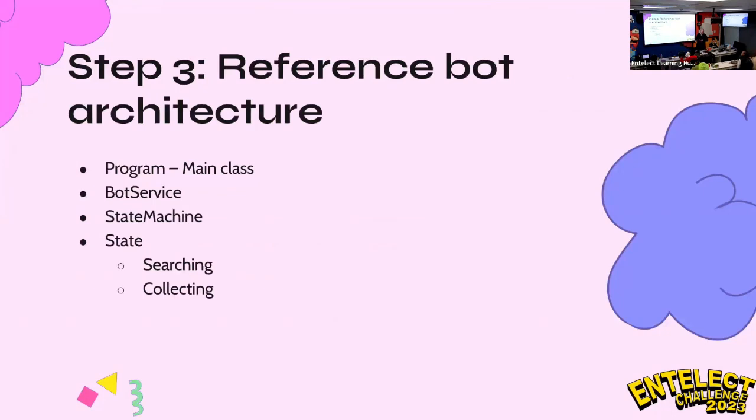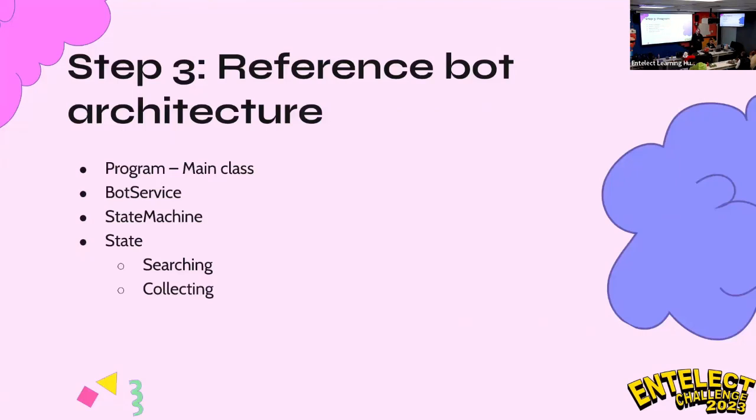Now I'll quickly discuss the basic architecture for the bot. We just have the program file, which is the main class. That's what most of us have been working with now. We haven't gone to any of the others yet. So we have our bot service, our state machine, and then for now, we just implement 2 states. We have searching and collecting. What will happen is we'll search for a collectible, and once we find one and find out how to reach it, we go to the collecting state. Once we collect it or miss it, we go back to searching.